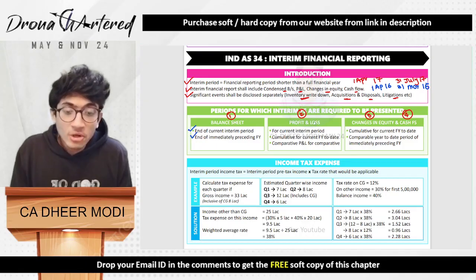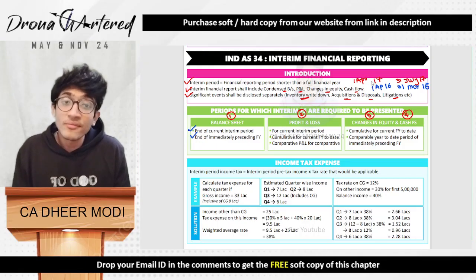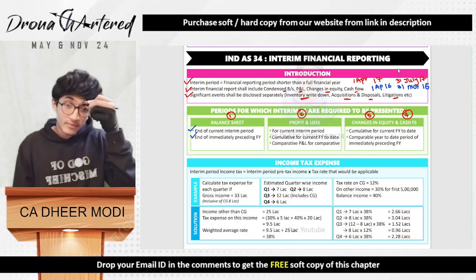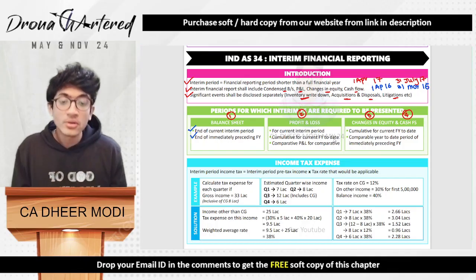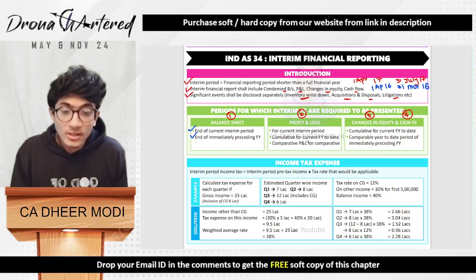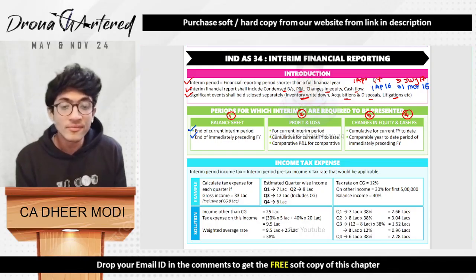Okay. Next is your profit and loss. So profit and loss for the current interim period. That is your interim period from 1st April 17 to 31st July 17. Next is cumulative for current financial year to date. That is your current financial year to date. So of course our financial year in this case is starting only from 1st April 17. So it will be your cumulative.